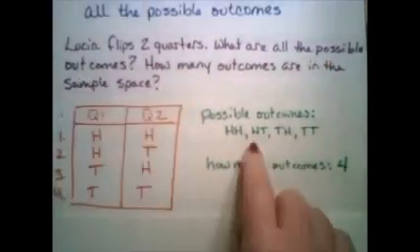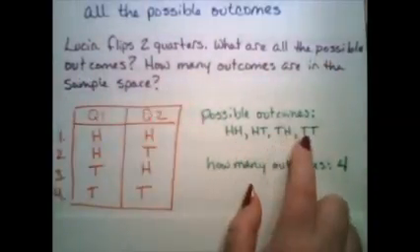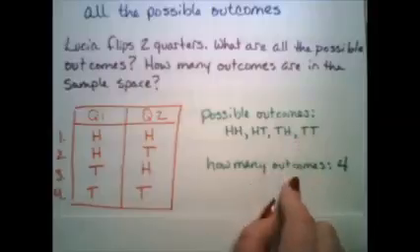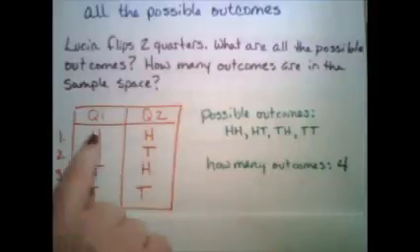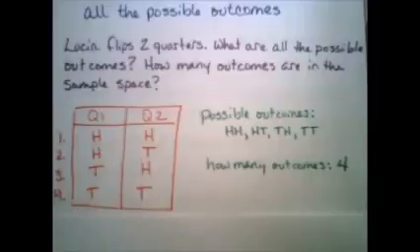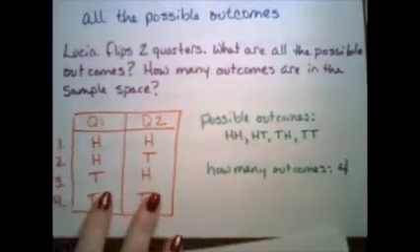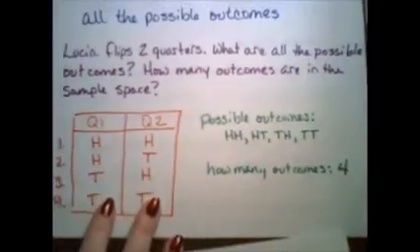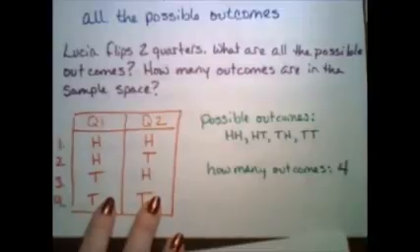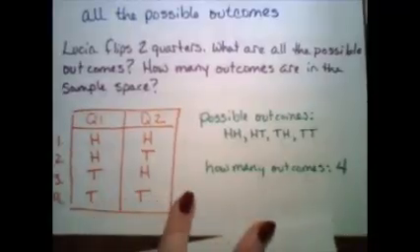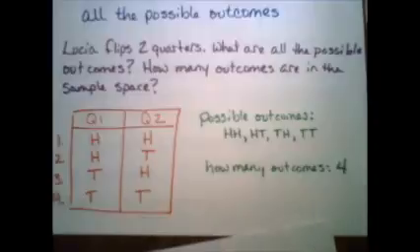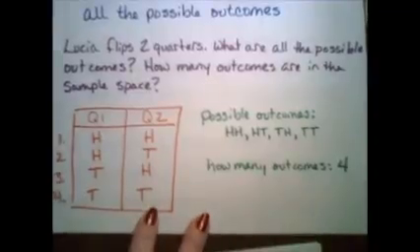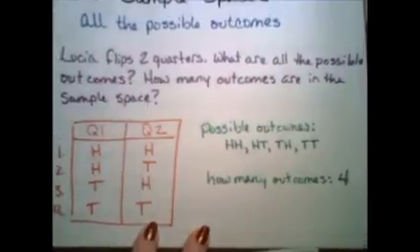What are the possible outcomes? They are heads-heads, heads-tails, and so on. And how many of them are there? That's just counting. There are 4 possible outcomes. If you are asking about rolling a number cube, there are 6 possible outcomes. For rolling 2 dice, there are going to be 36 of them. So you've got to watch out for how many they're asking for.